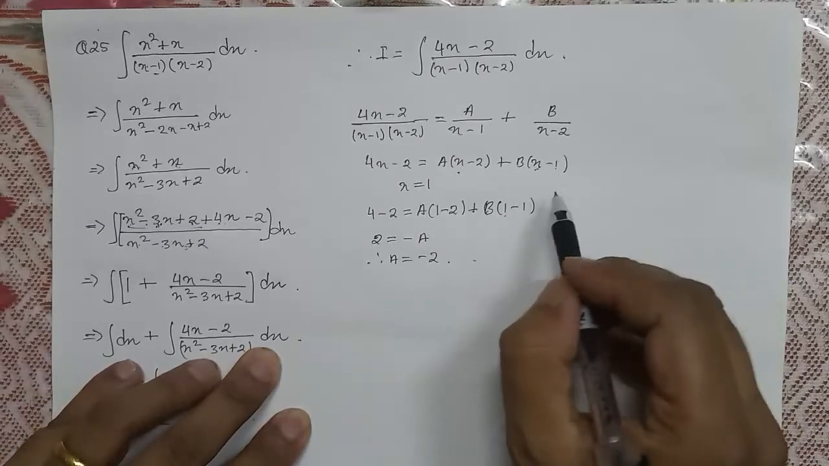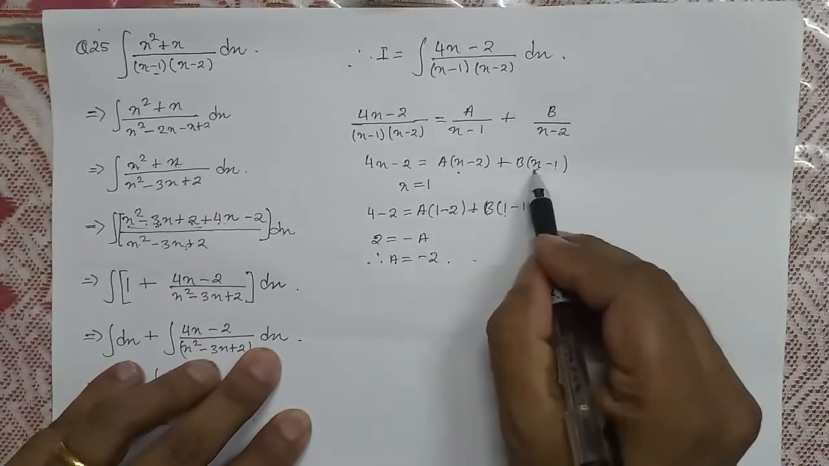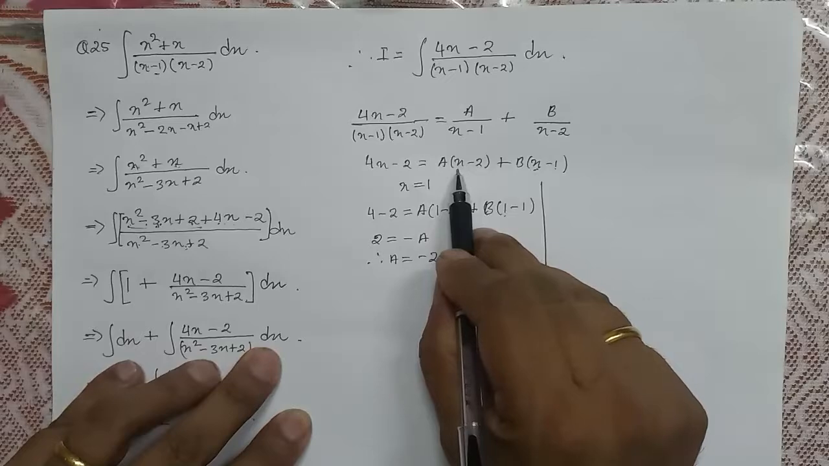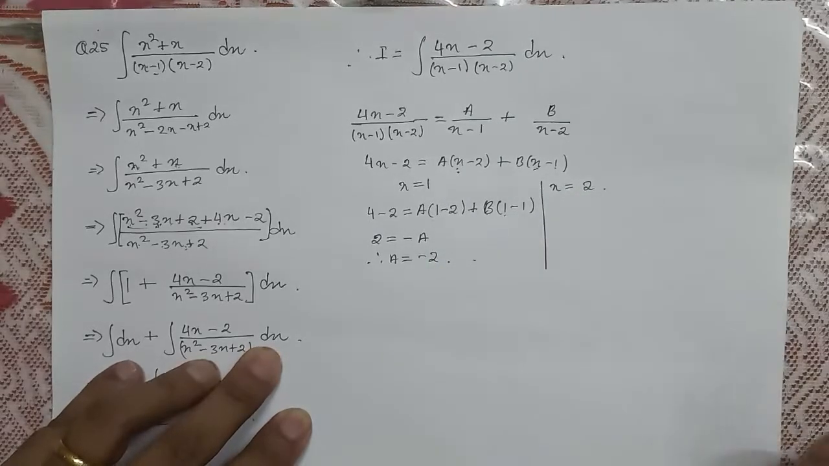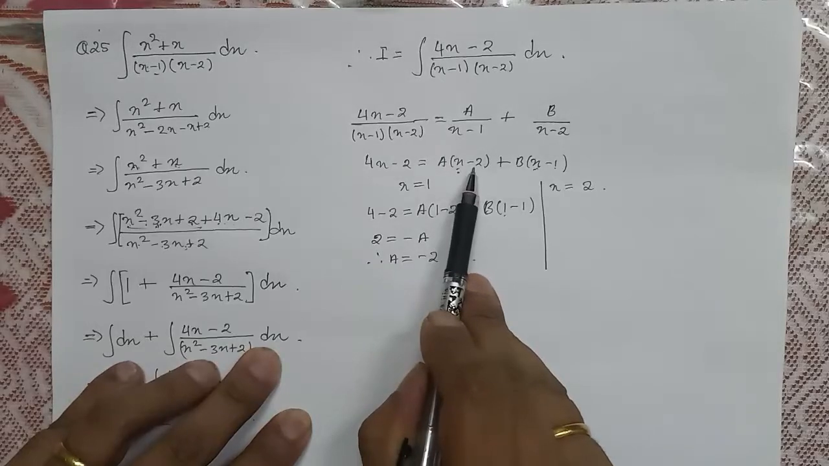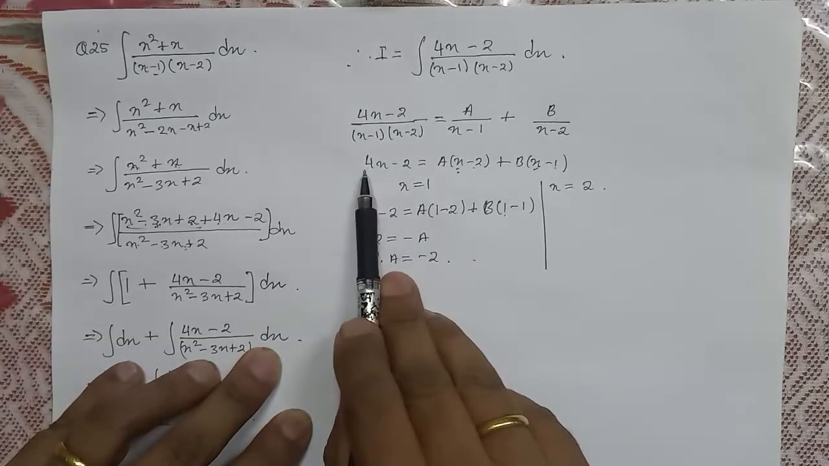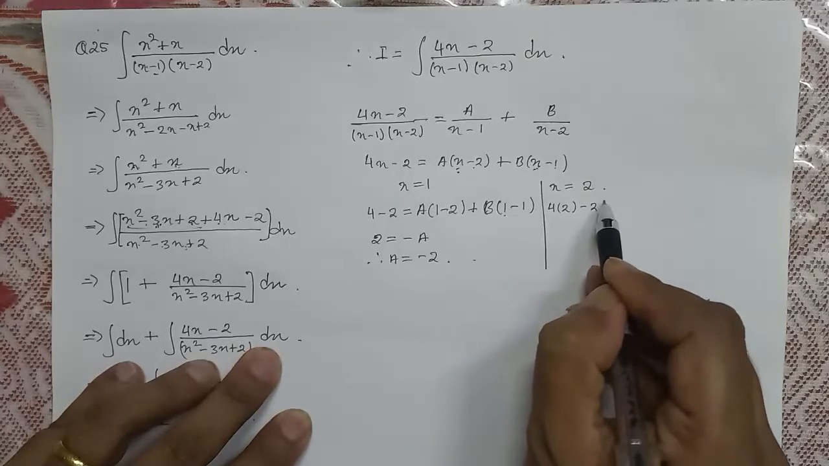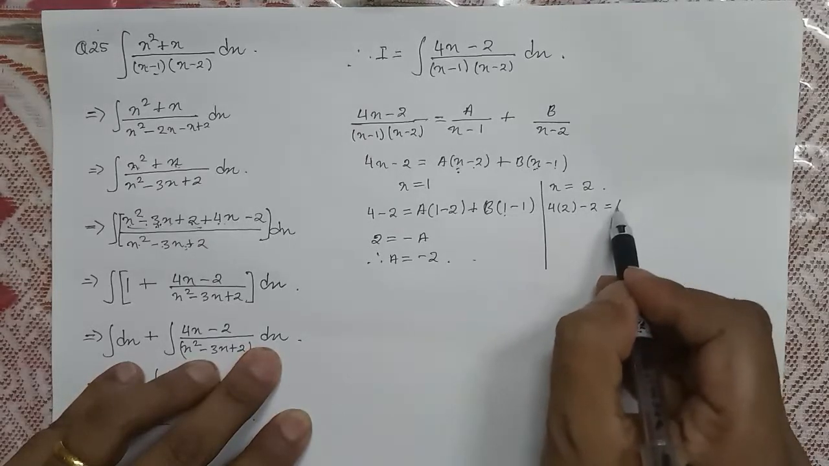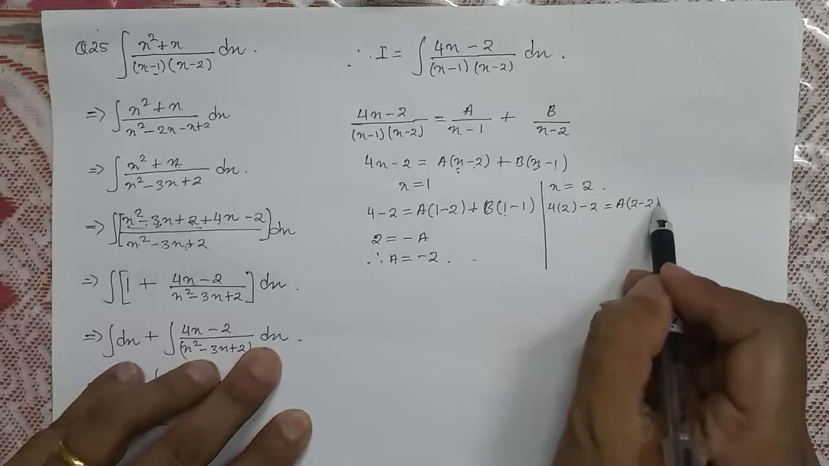Similarly, to calculate the value of b, we have to make a quantity 0 by consideration of x. So if I consider x equals to 2, then 2 minus 2 will be 0. Now substitute over here: 4 into 2 minus 2 is equals to a into 2 minus 2, which is 0.